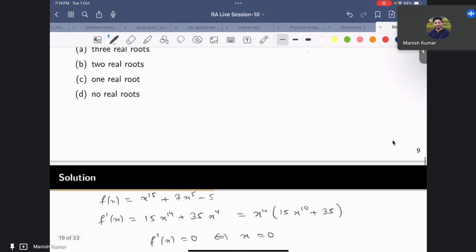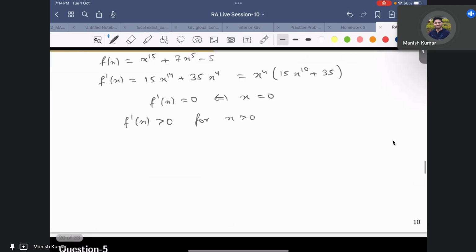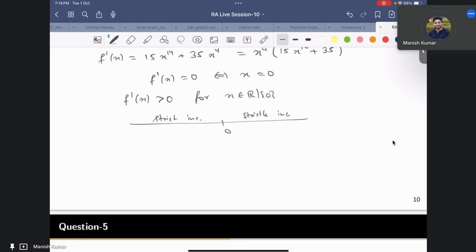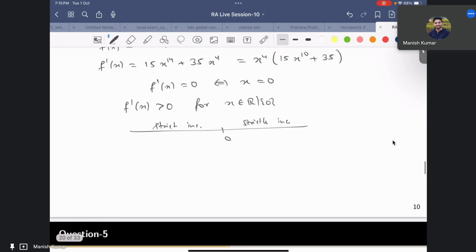So this is what we have, that f prime of x is greater than 0 for x greater than 0. In fact, for x in R minus 0, it's strictly increasing in this region, and here also it's strictly increasing. So from here you can clearly see that this tells you that it is a one-one kind of function. So this is the first thing.